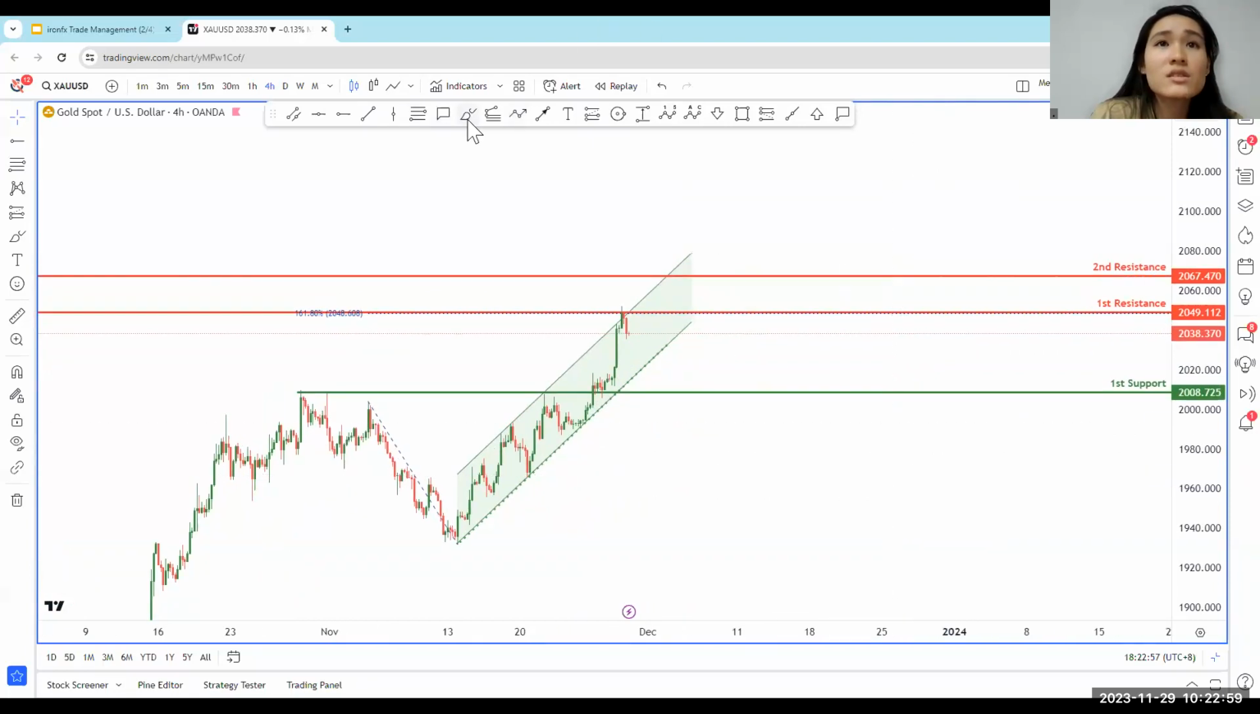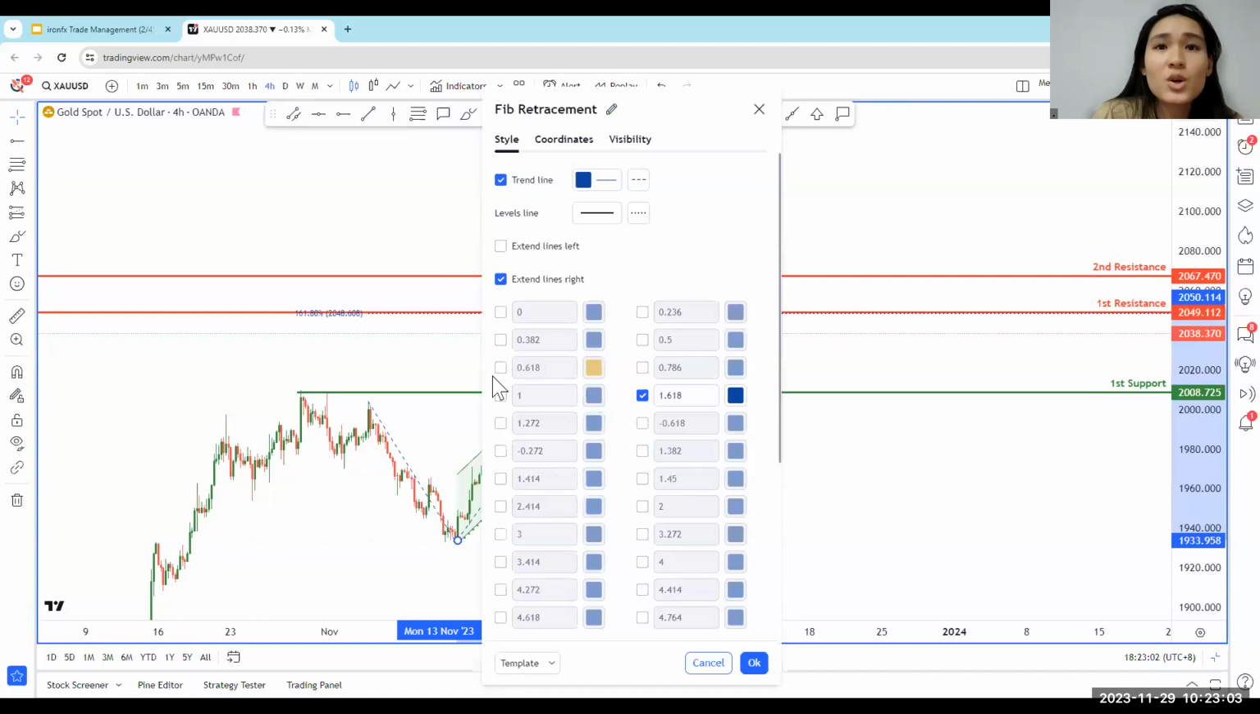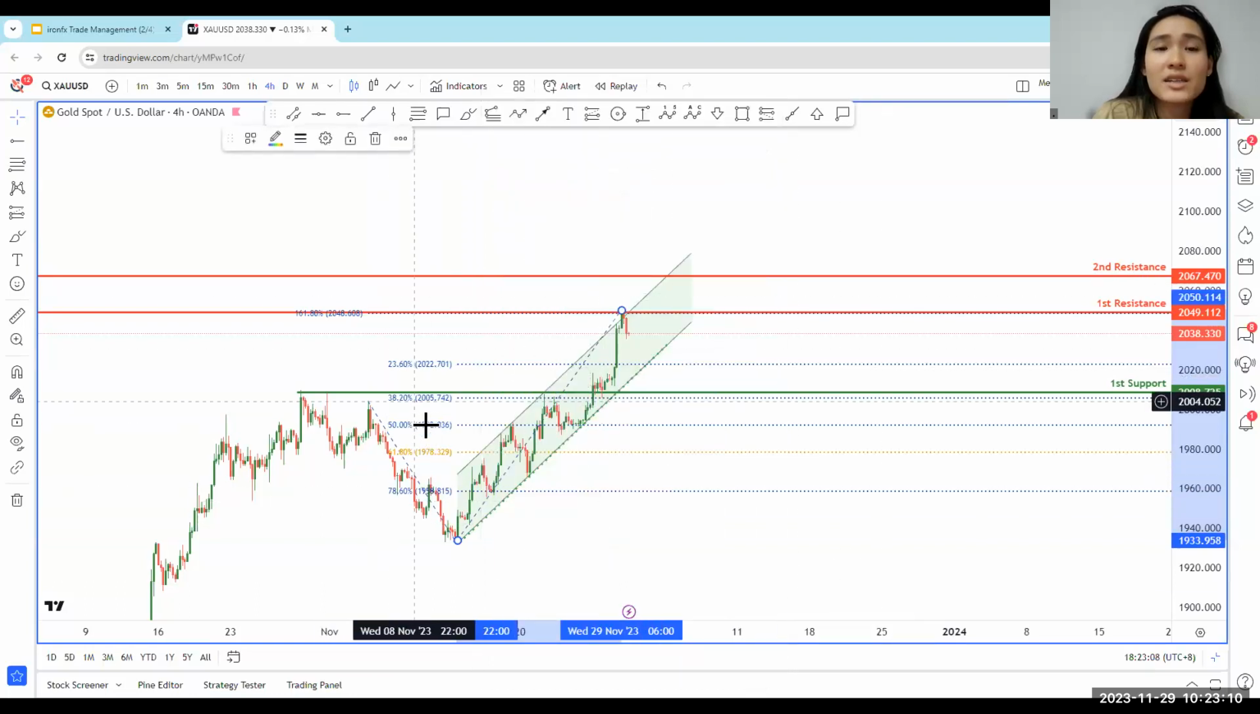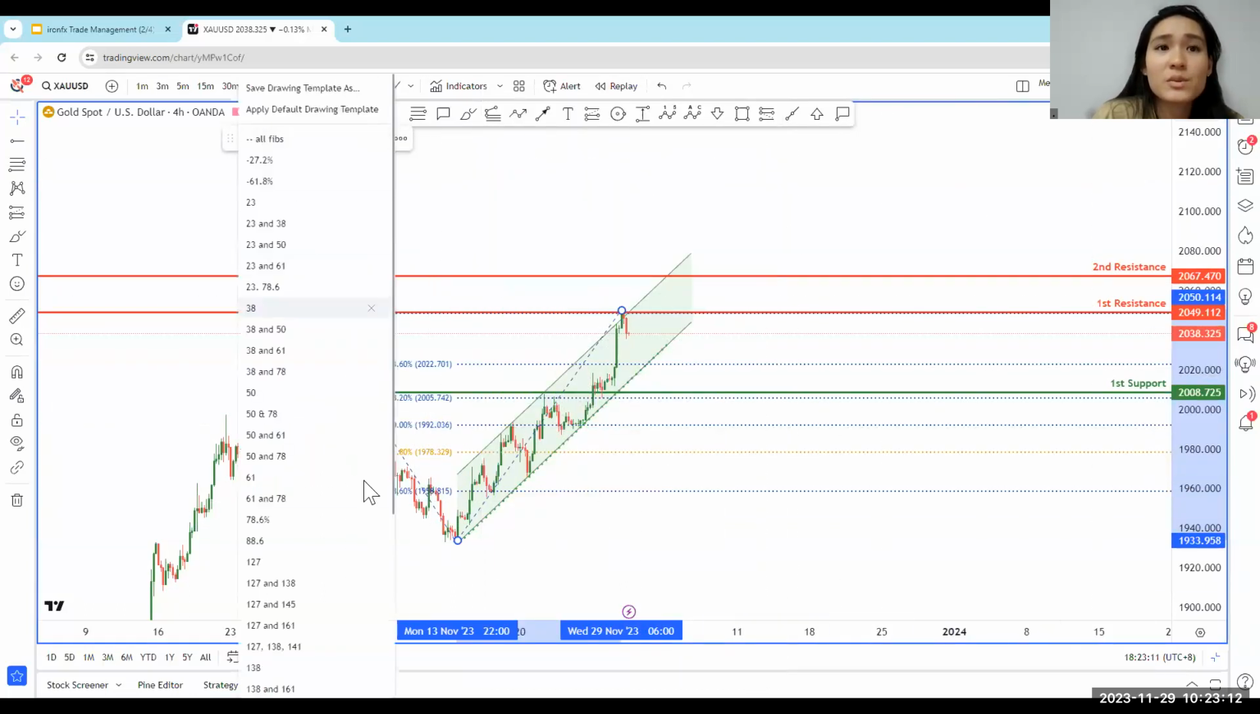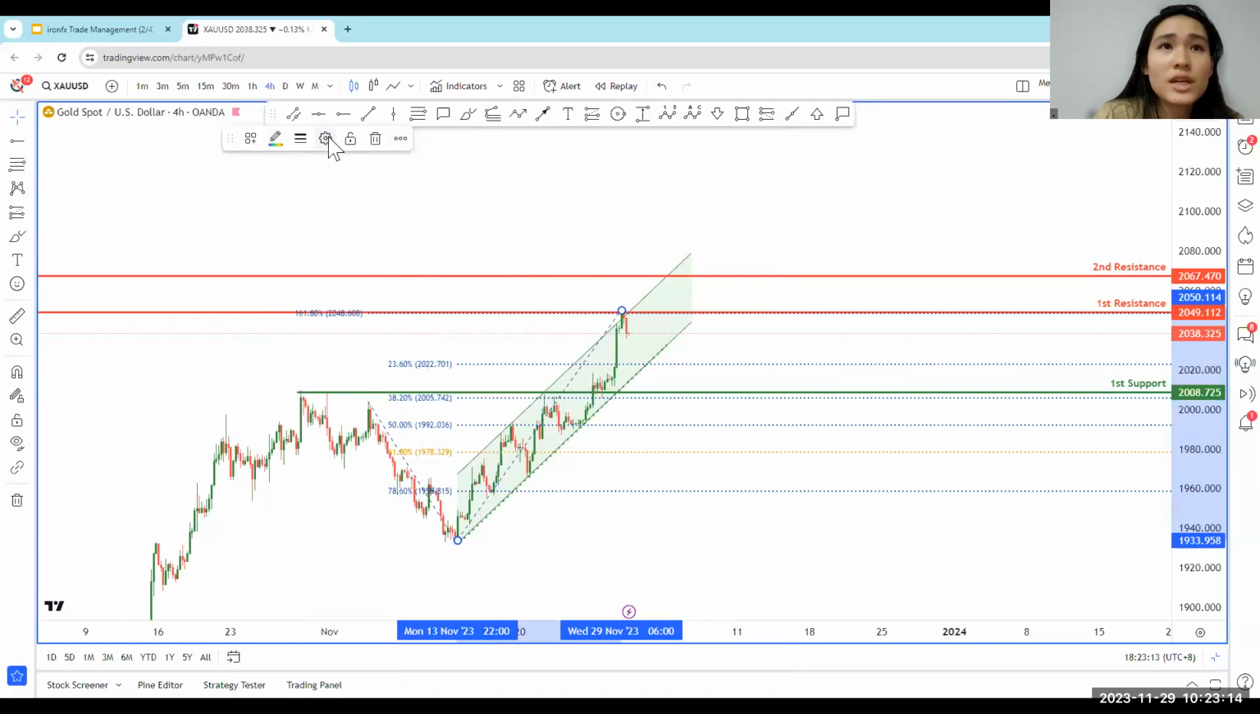Next, I'm going to go in with a retracement. For retracements, we use these 5 levels. I can see that my 38.2 lines up with my first support, so I'm just going to keep that.